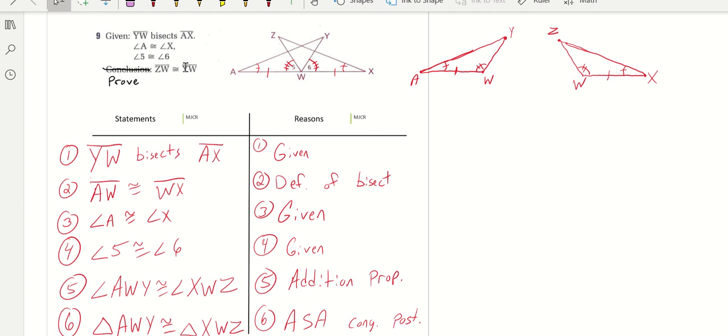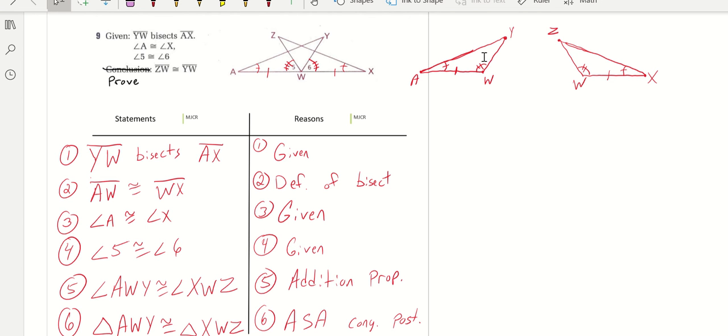Now, we're trying to prove that ZW is congruent to YW. So here's YW. It is a side of triangle AYW. So again, I outlined AYW. I pulled it off to the side and I marked up the sides and the angles appropriately. So angle A, we were told, was congruent to angle X. You see that in the original figure as well. Also, we already talked about how AW is congruent to WX.